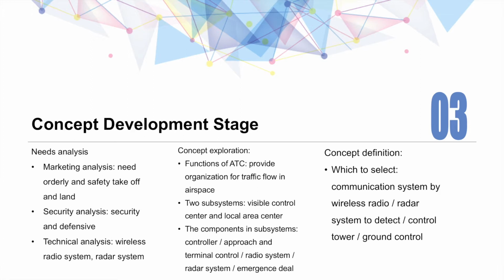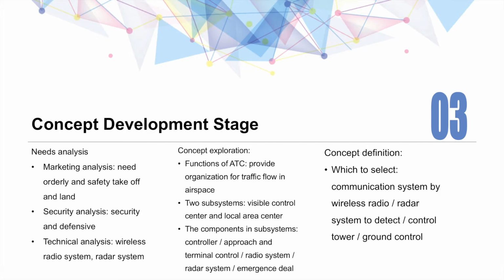As is well known, the most basic and important function of the air traffic control system should be the ability to organize and control the air traffic flow in its airspace. Thus, the radio system and radar system are necessary to communicate and detect. The technique for building these two systems is mature and the cost is relatively low compared to developing new technology. Thus, a wireless radio system for communication and a radar system for detection should be configured.